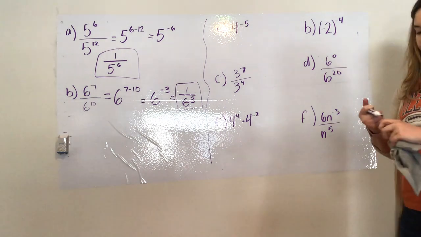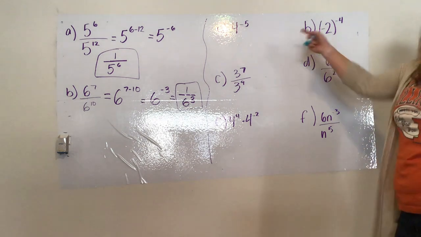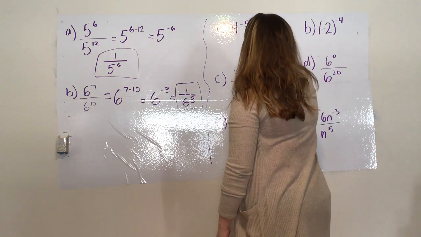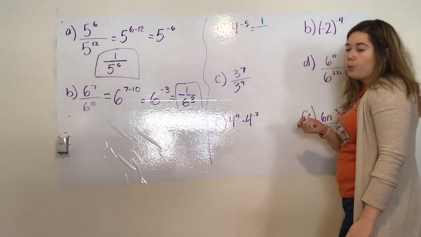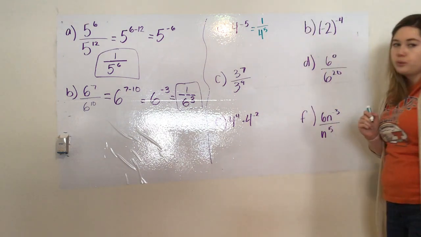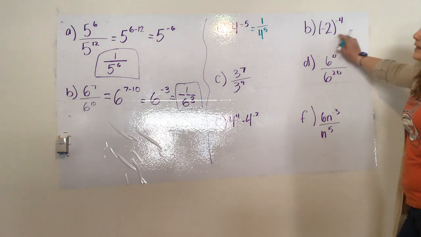Okay, all right, so with these triads now. So the first one just kind of exemplifies a rule again. So we know that anything to the negative power is 1 over that base to that power. So it's 1 over 4 to the power of 5.